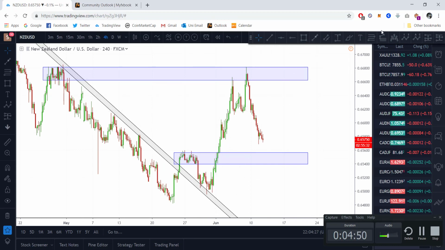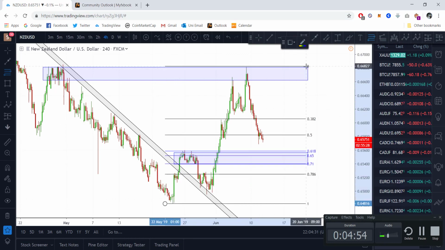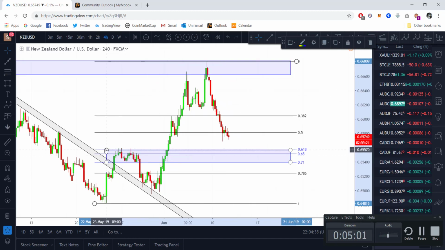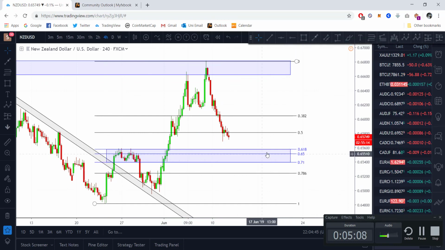Let me take my Fibonacci and see if it aligns with that as well. From the bottom to the top, just there. Y'all, this is mad. Have a look at this. It aligns exactly with the 618 to the 71. So this is how my entry will be.